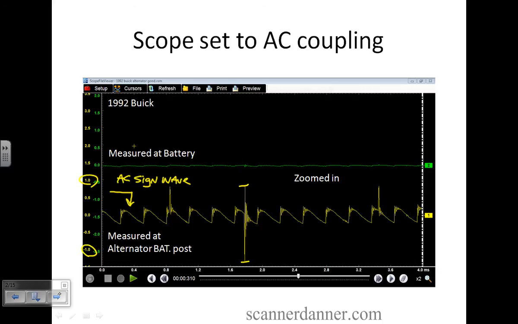Brandon, what we would say with this, our suspicion is we have a leaking diode. So that diode is not taking that AC voltage and converting it to DC like it should be.